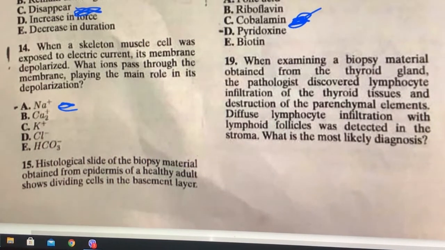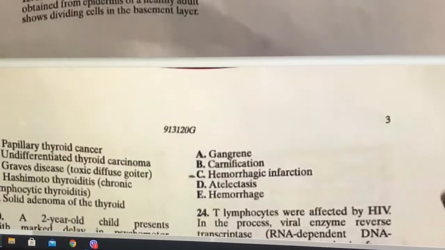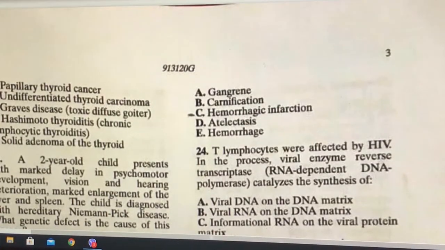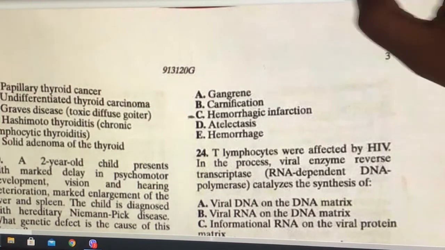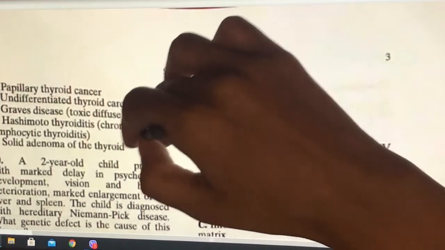The question they have asked mentions infiltration of the thyroid tissues and destruction of the parenchymal elements, and also diffuse lymphocyte infiltration with lymphoid follicles in the stroma. This you can see in Hashimoto's thyroiditis, that is chronic lymphocytic thyroiditis. So the answer is D.